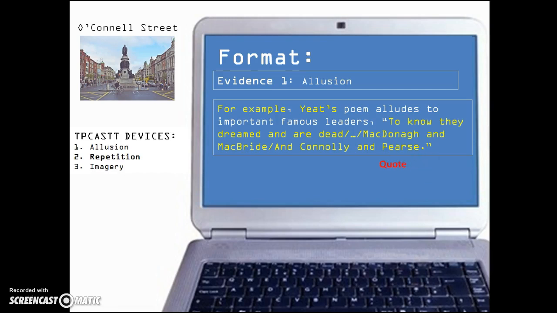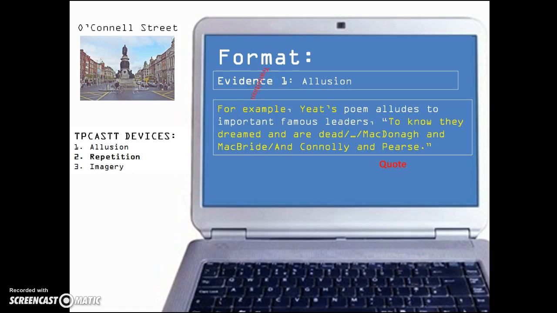So what's important is the quote. The quote is absolutely necessary. You need to quote the part of the poem that uses the device you're talking about. So in this quote, there is an allusion to famous people.